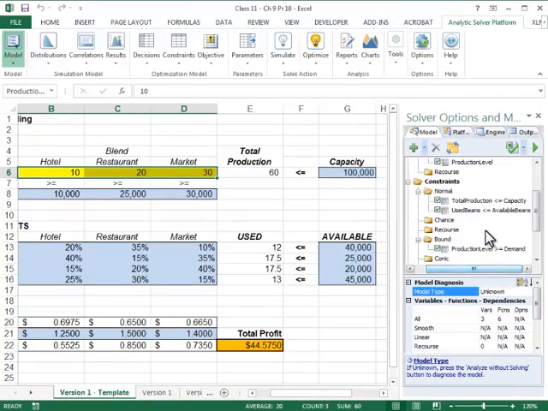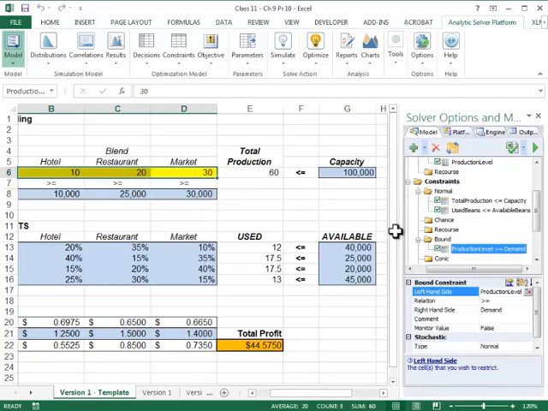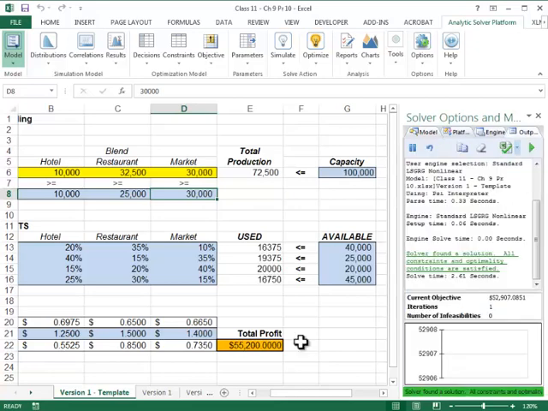Note that we have 3 sets of constraints. The first 2 came under normal constraints. The last one is under bound. So if you have any constraint that gives you a direct bound on the decision variables, then that's considered a bound constraint. And here I'm saying production levels should be at least as much as demand. Now I'm ready to solve the problem. I'm going to go ahead and hit solve, and it gives me the solution.